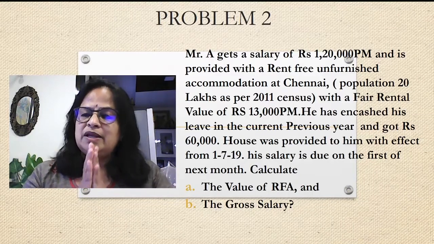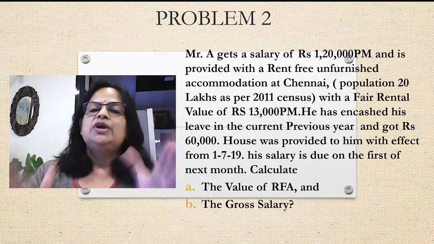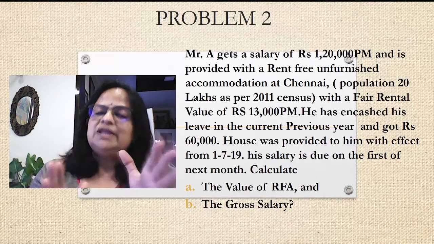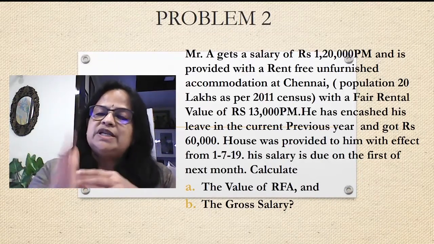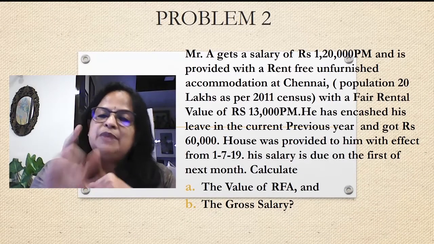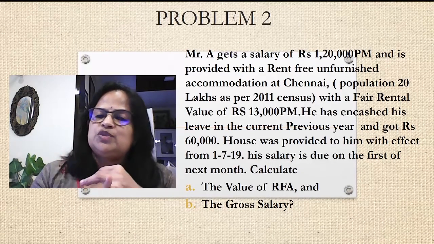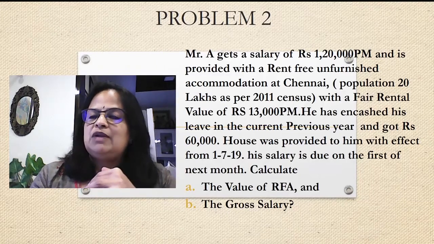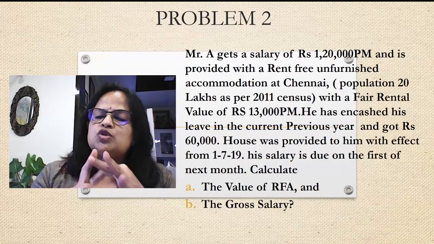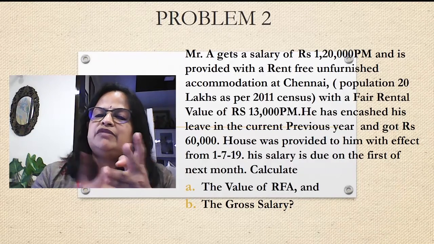When I explained the theory, basic concepts also I told you. You have to remember that. You have to see whether he is getting for the full year or part of the year. So he is getting only for 8 months, because his salary is due on the 1st of next month. So July 1st he is getting, meaning August 1st onwards only we will calculate. August, September, October, November, December, January, February, March.